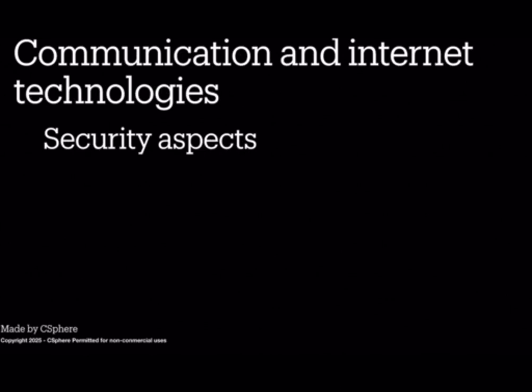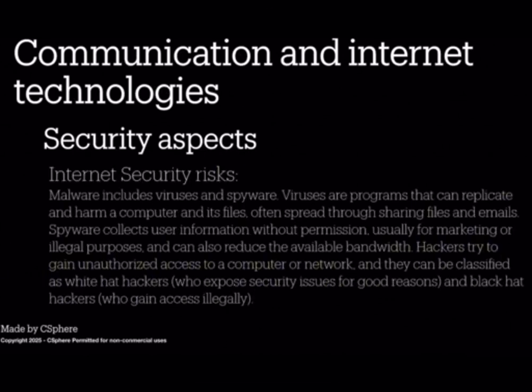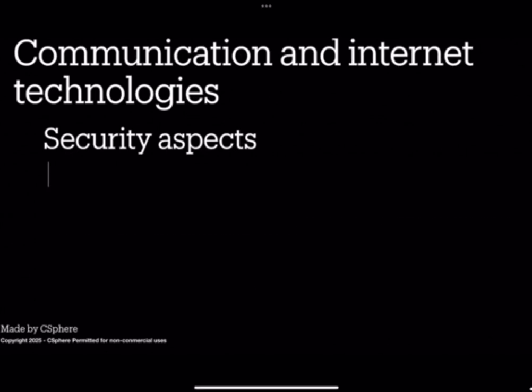And then we have the security aspects, where we have internet security risks. We know there's malware, which includes viruses and spyware. Viruses are programs that can replicate and harm a computer and its files, often spread through sharing files and emails. Spyware collects user information without permission, usually for marketing or illegal purposes, and can also reduce available bandwidth. Hackers try to gain unauthorized access to a computer or network, and they can be classified as white hat hackers, who expose security issues for good reasons, and black hat hackers, who gain access illegally.